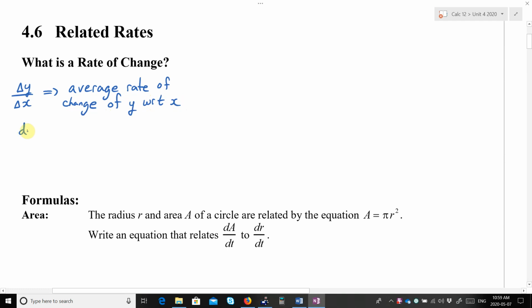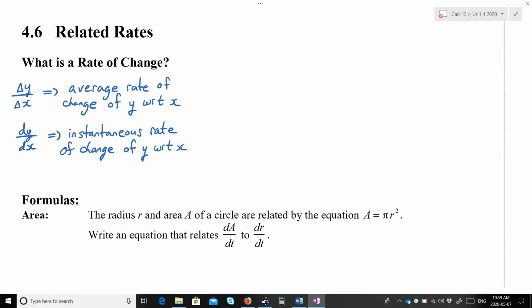And then from there, we were able to get to dy by dx, which is the instantaneous rate of change of y with respect to x. Okay, so the instantaneous rate of change of y with respect to x, and we could calculate that for any particular point.